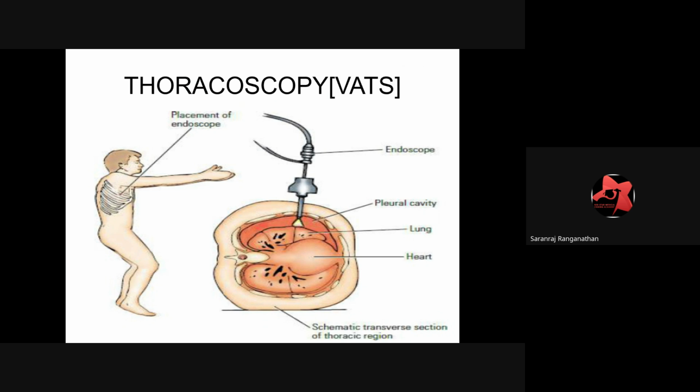Then thoracoscopy. Thoracoscopic means we are visualizing the thorax by the scope. That is a thoracoscopy. So for lung abnormality, heart abnormality and all, they are able to visualize the image of the lung and heart by the thoracoscopy.